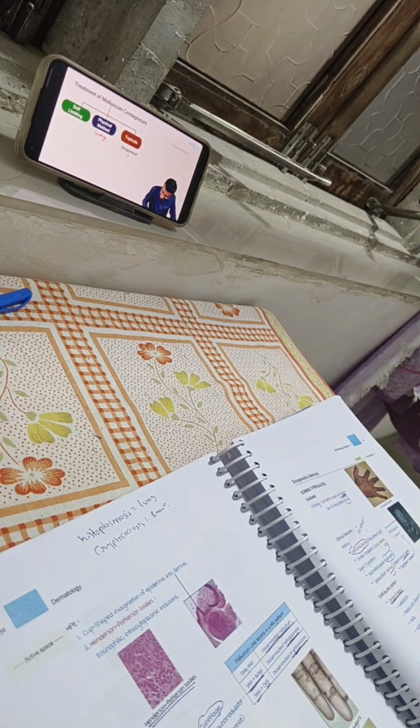Now, imiquimod is an immune response modifier, or immunomodulator, IMOD. It acts by stimulating TLR7, so it's a toll-like receptor number 7 agonist. It stimulates the toll-like receptors. Now this question has been asked in the exam.